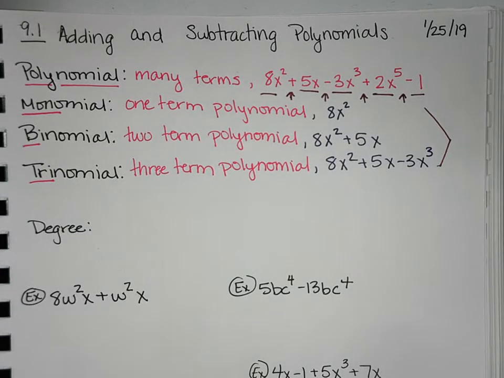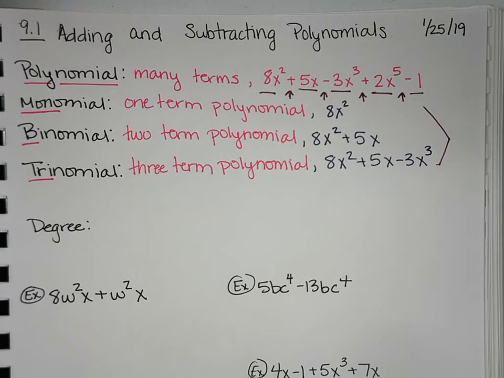Anything more than a trinomial, we just say that it's a polynomial as opposed to a special type of polynomial. Okay, any questions on how to classify a polynomial? Because part of what you're going to be doing on your assignment is classifying a polynomial. So being able to identify, is it a monomial, a binomial, a trinomial, or larger, so we just call it polynomial. We're good on that?